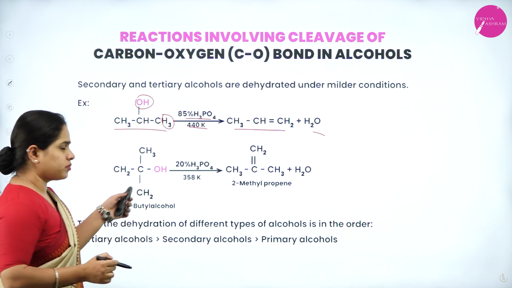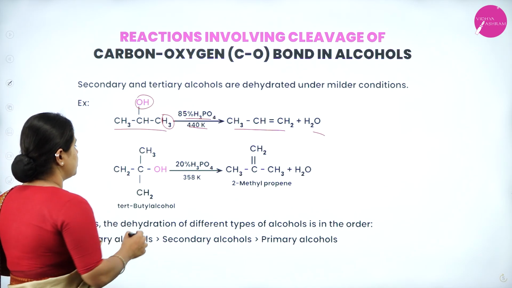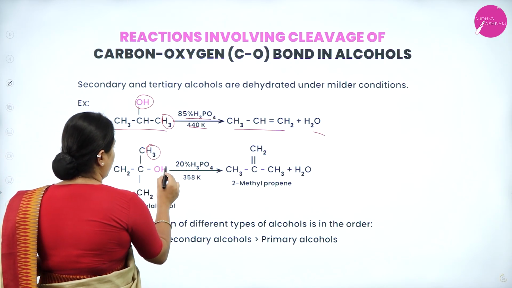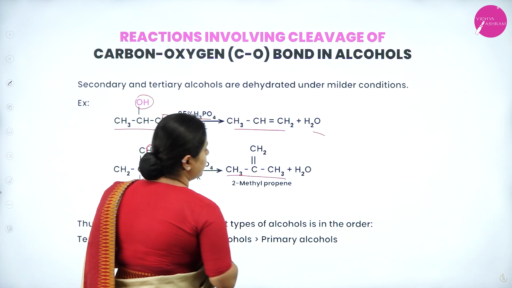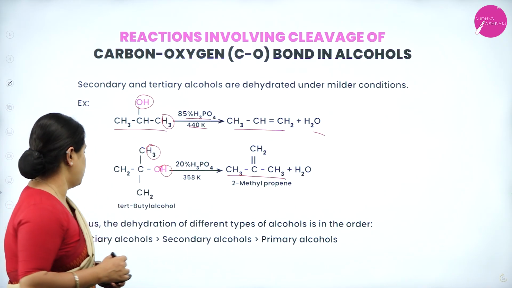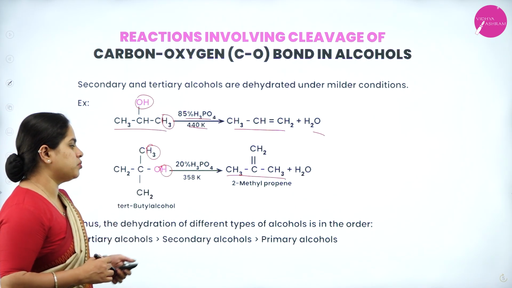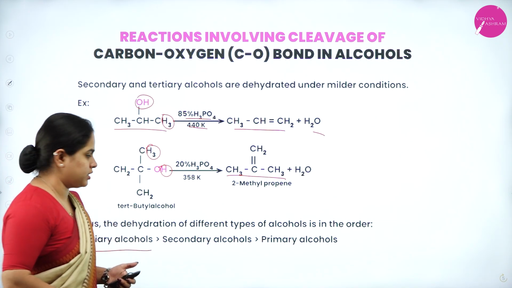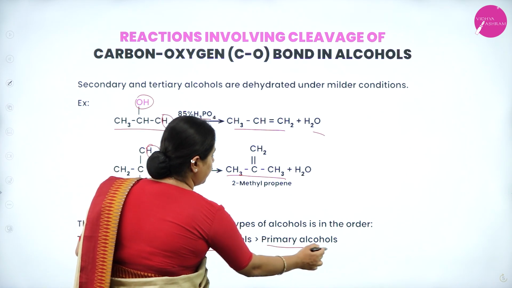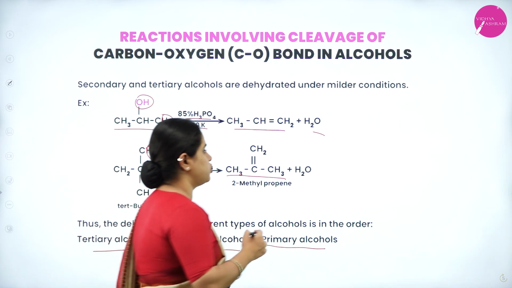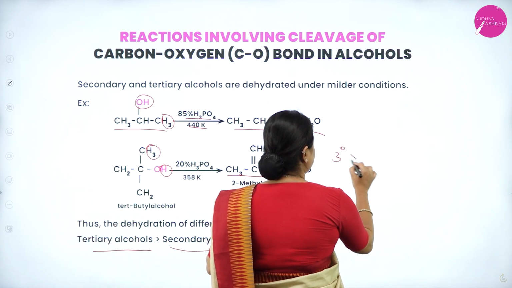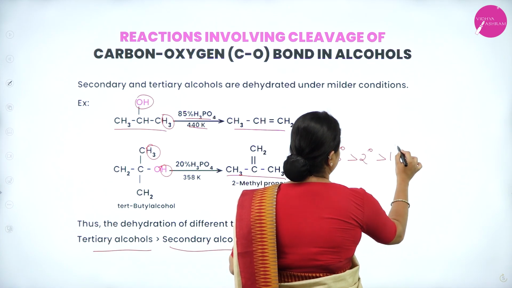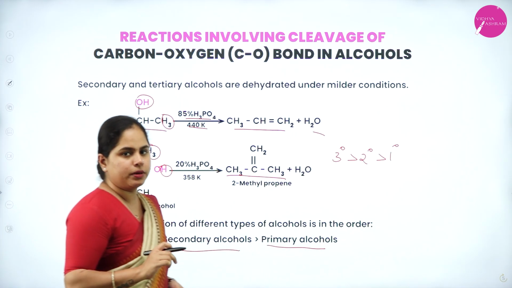This is a tertiary alcohol. Again, hydrogen and OH will be removed, so you get a double bond here, and 2-methylpropene is obtained. Thus the dehydration of different types of alcohol is in this order: tertiary alcohols undergo dehydration faster than secondary alcohols, which are faster than primary alcohols. So you can remember this order: tertiary goes first, then secondary, then primary. I hope it is clear.